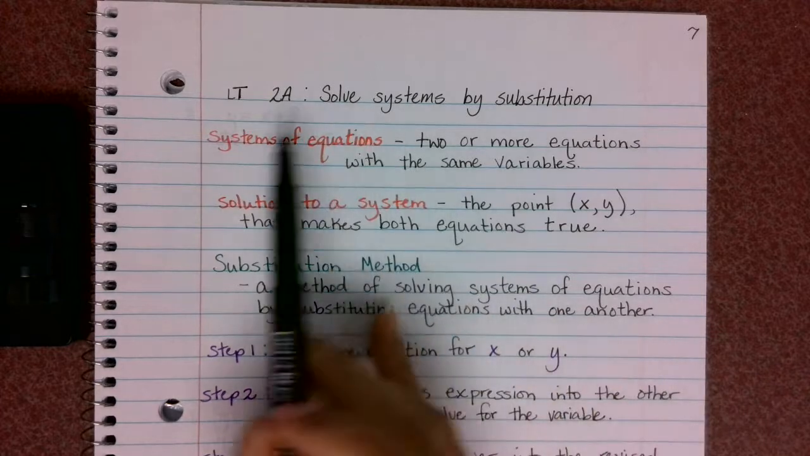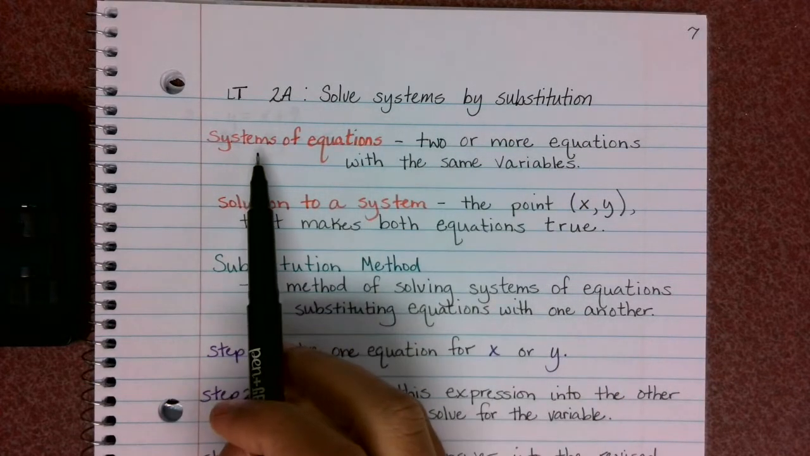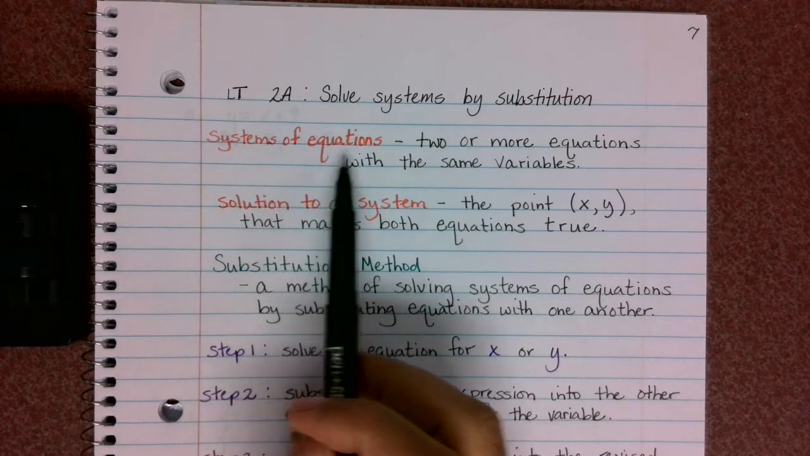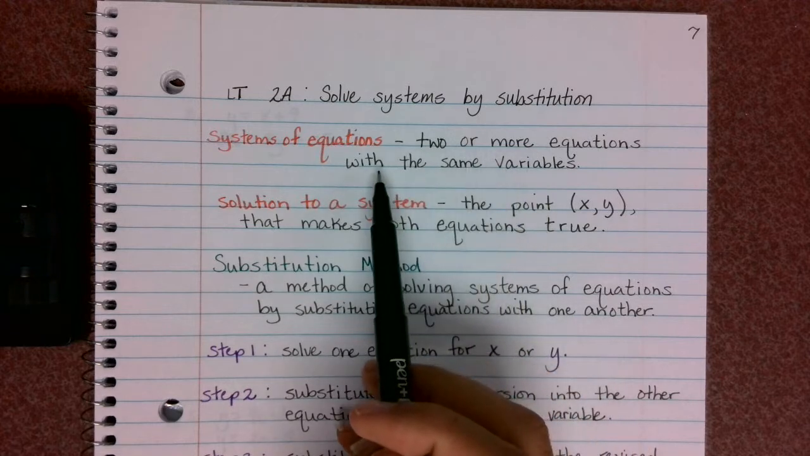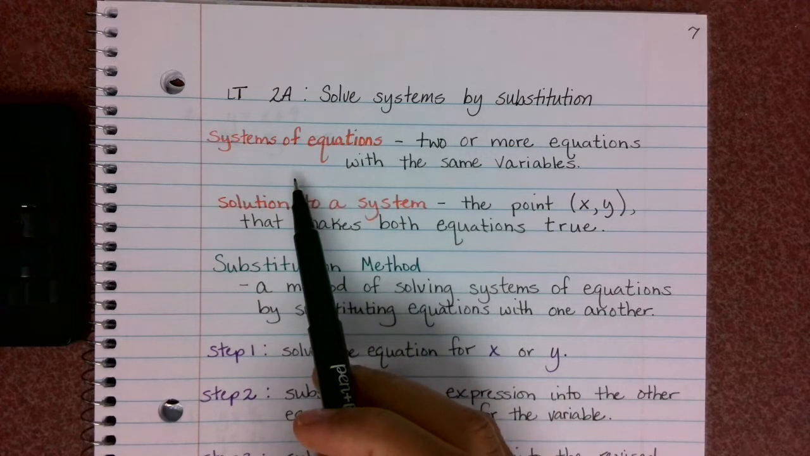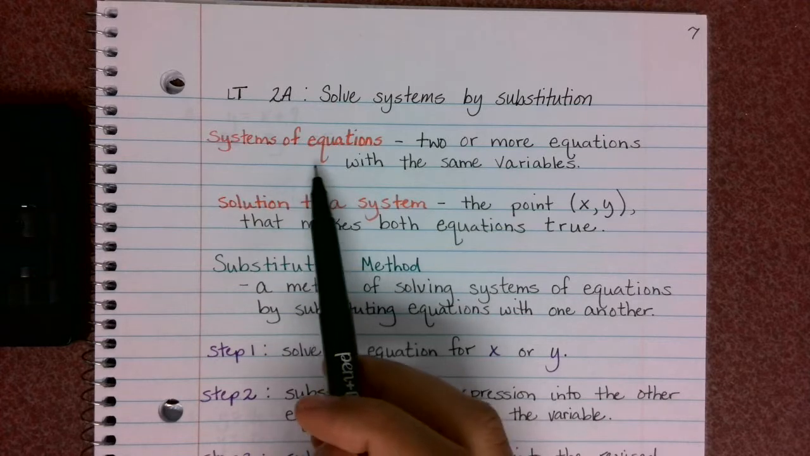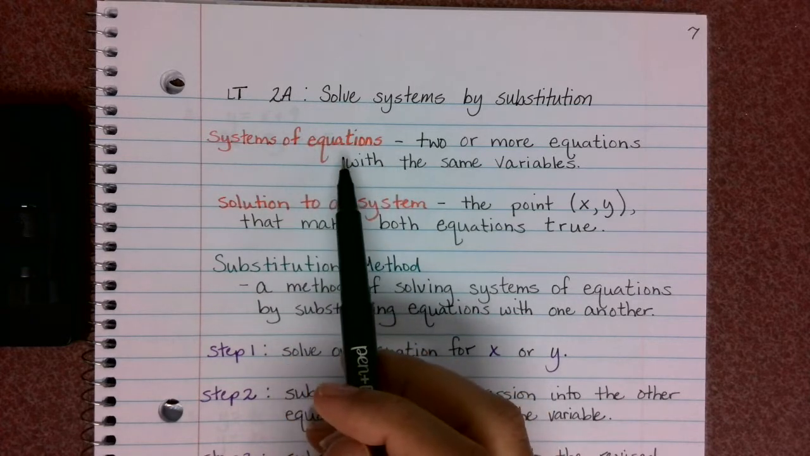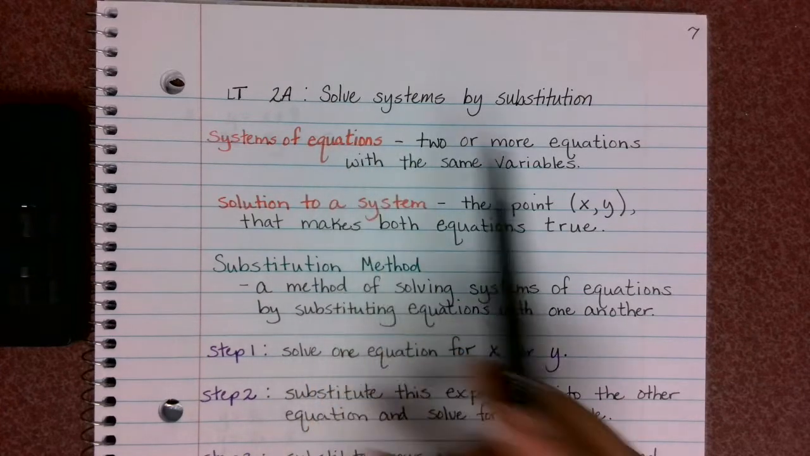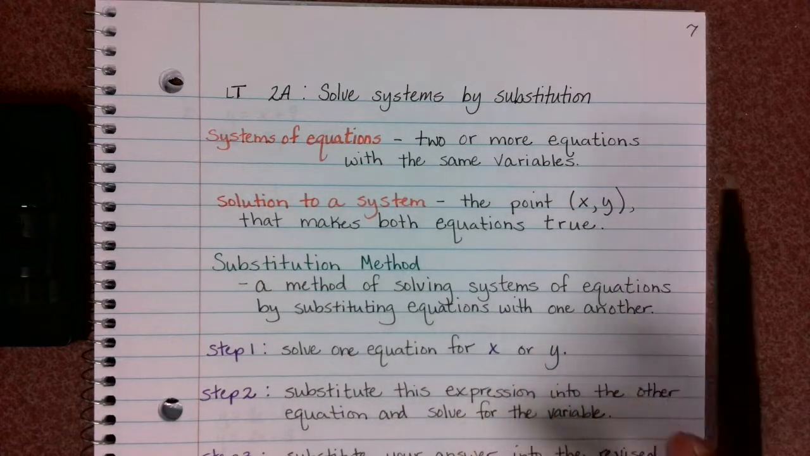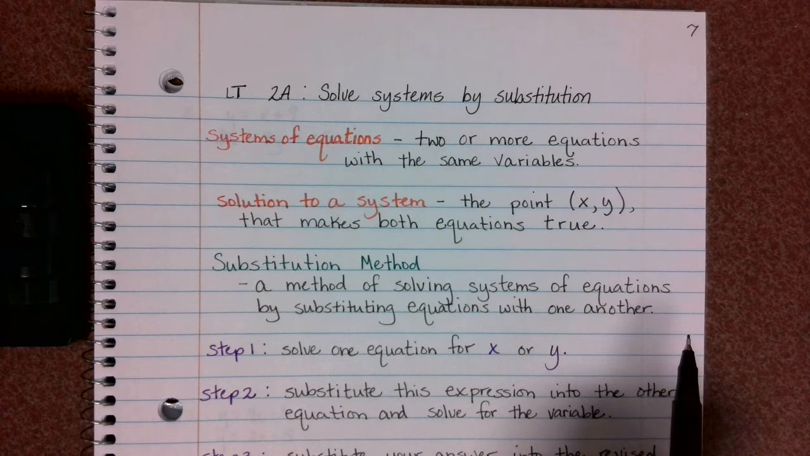Here we go. Learning Target 2A, solve systems by substitution. What is a system? A system of equations is 2 or more equations with the same variables. So now instead of dealing with one equation with an x and a y, which would be linear, we're dealing with two equations with an x and a y. So we're dealing with 2 lines or 2 linear equations.